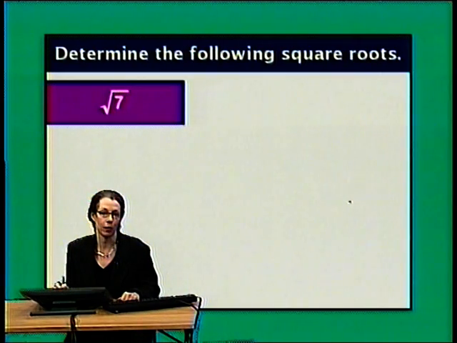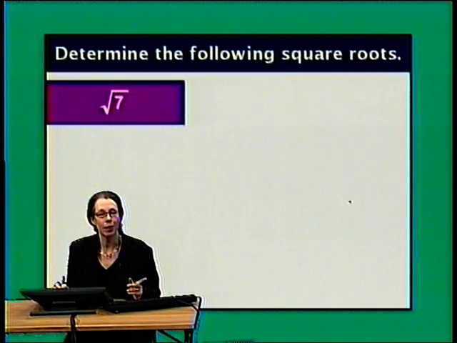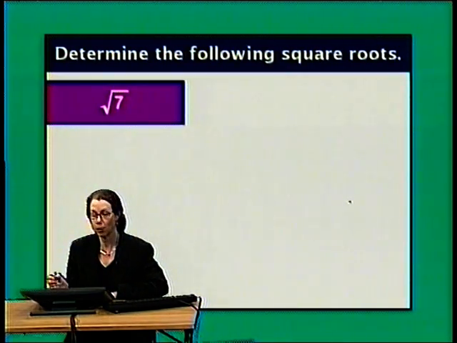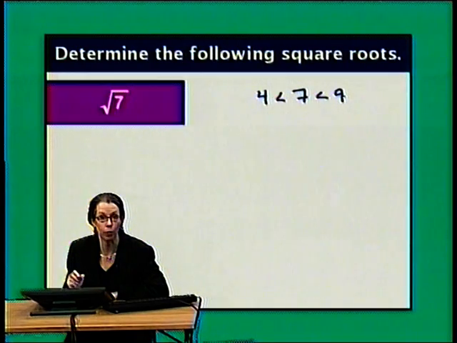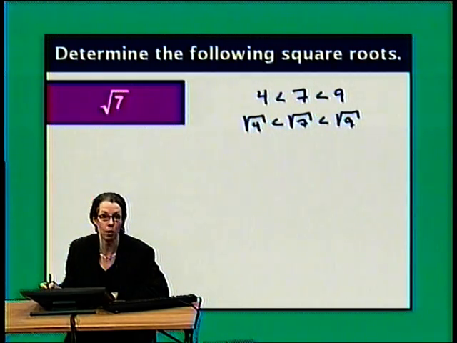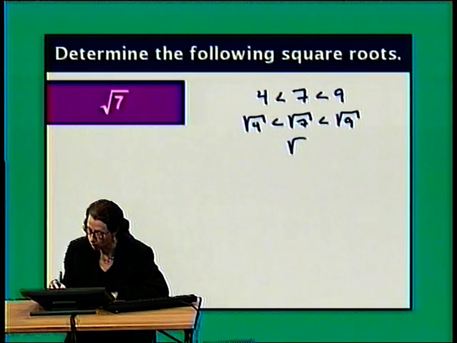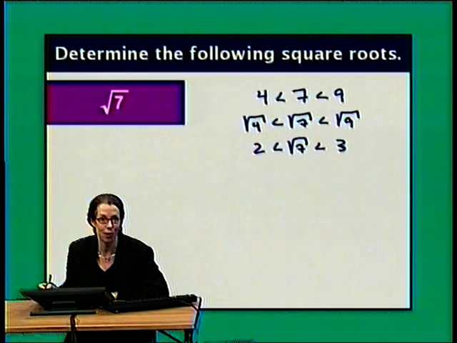How about the square root of 7? Now, 7 is not a perfect square. I can't think of any natural number that I can square to get 7. But I do know some things about the square root of 7. For example, I know that 7 is between 4 and 9. Both 4 and 9 are perfect squares. So this means that the square root of 7, which I'm interested in, is between the square root of 4 and the square root of 9. So I know that whatever the square root of 7 is, it has to be between 2 and 3.